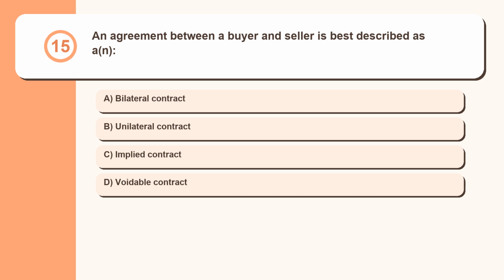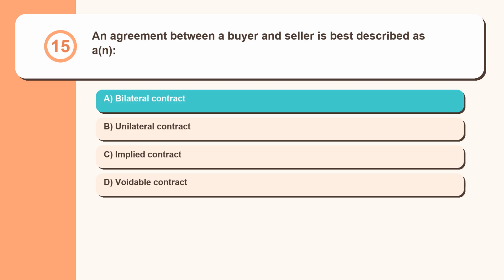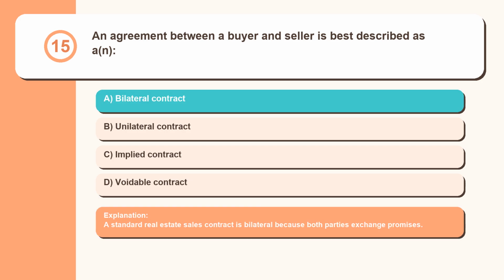Question 15. An agreement between a buyer and seller is best described as a bilateral contract, unilateral contract, implied contract, voidable contract. A standard real estate sales contract is bilateral because both parties exchange promises.